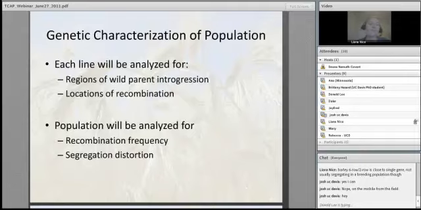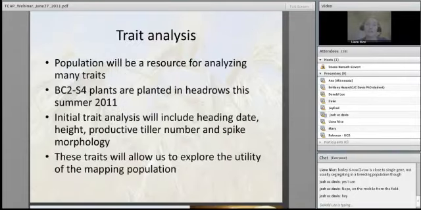And then for each line, there'll be some genetic characterization as far as regions of the wild parent that have been introgressed, locations of recombination breakpoints, etc. And then the population is going to be analyzed for recombination frequency, segregation distortion, and some other interesting population parameters that will maybe be indicative of selection for different traits over time.